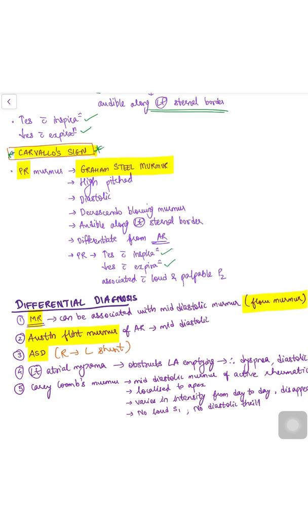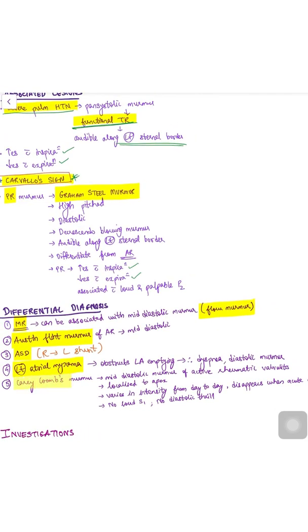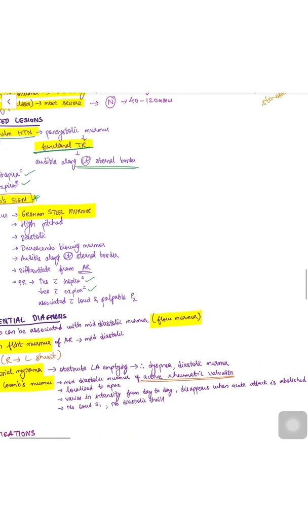Left atrial myxoma. Left atrial myxoma, depending upon the position, like I said, it obstructs the emptying of the left atrium into the left ventricle, because of which it can cause narrowing of the valve area and will lead to a mid-diastolic murmur. And we have a Carey Coombs murmur. Carey Coombs murmur is a mid-diastolic murmur, which is a sign of active rheumatic valvulitis. It is localized to the apex. Okay? It varies in intensity from day to day, and once the acute attack of rheumatic fever or rheumatic valvulitis disappears, the murmur also disappears.